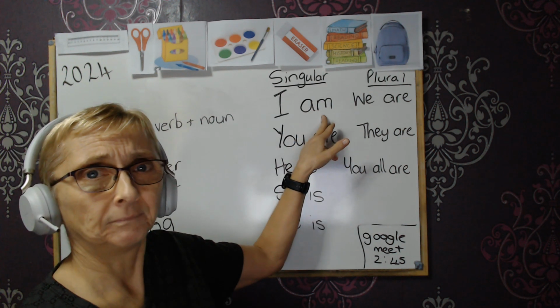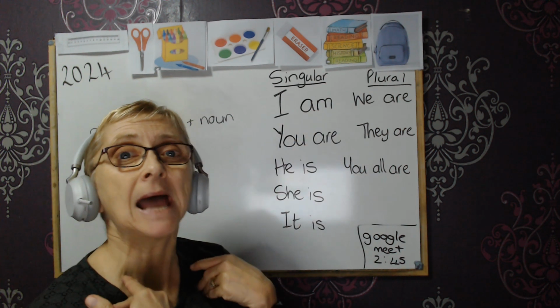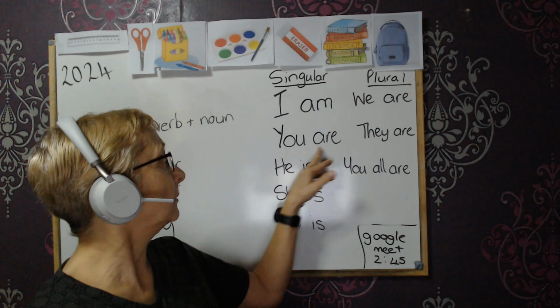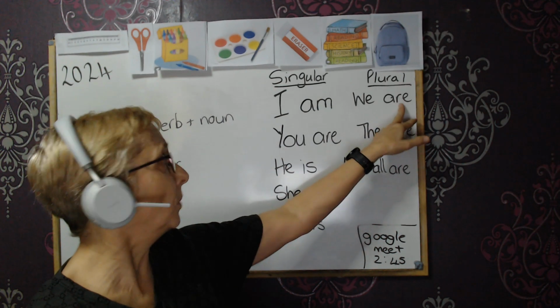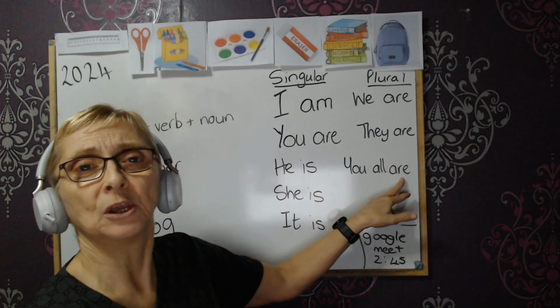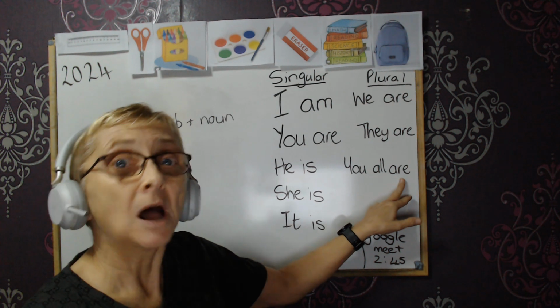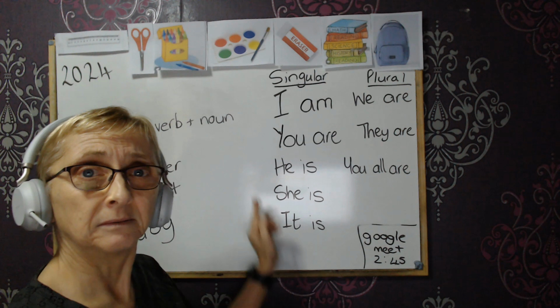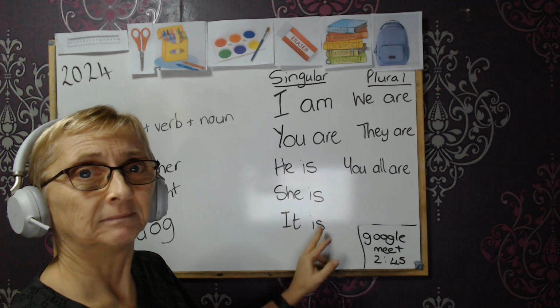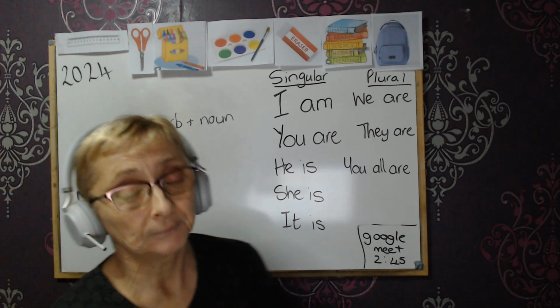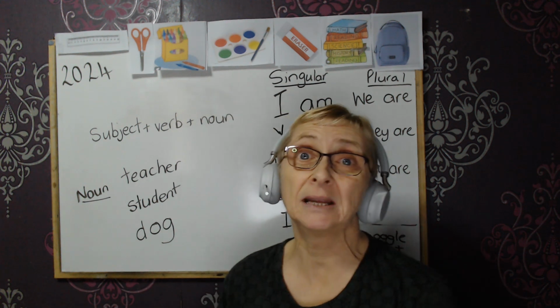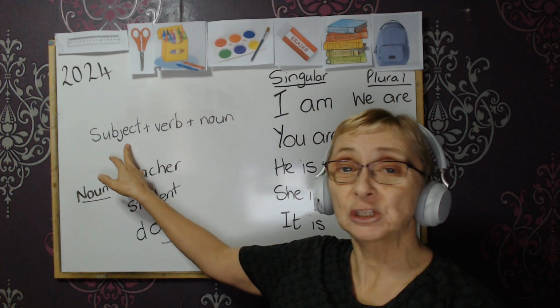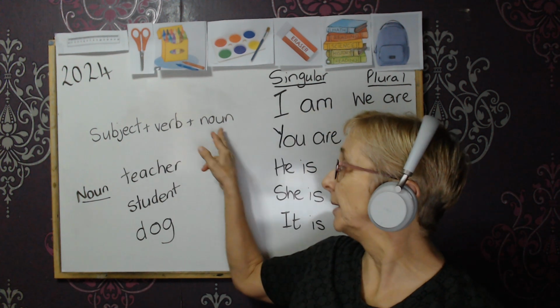I am, singular. I am. You are, we are, they are, you all are. Are. Third person, is. That's the verb of be. Okay? And today we've been looking at this sentence structure: subject, verb and noun.